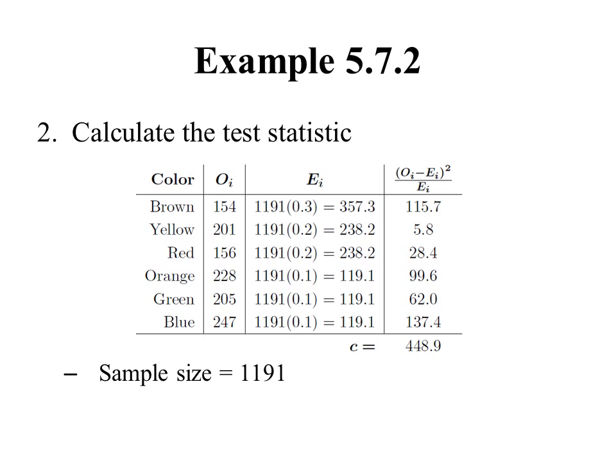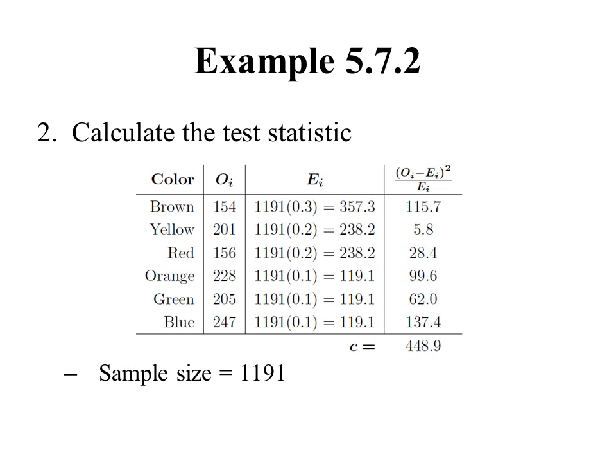So to calculate this test statistic, we're going to organize our information in a table. In the first column, I've got my different categories, which is my different colors. In the second column, I have my observed frequency. So this is the data that I collected. And remember, the sample size was 1,191. If we add up these 6 numbers, it comes out to be 1,191.